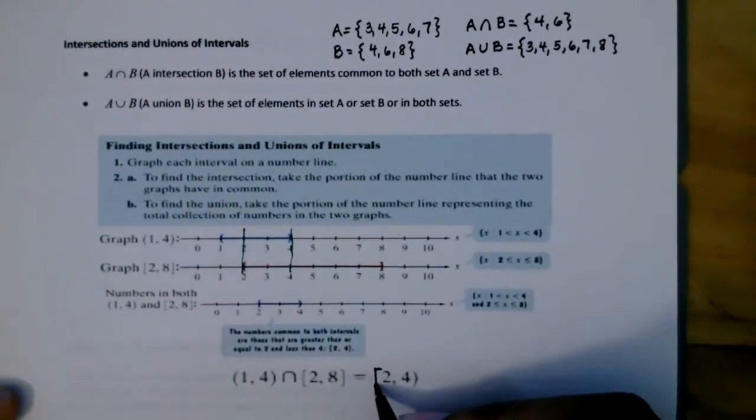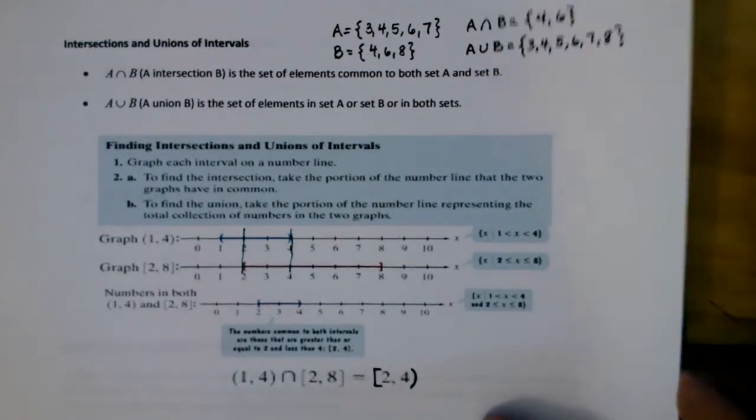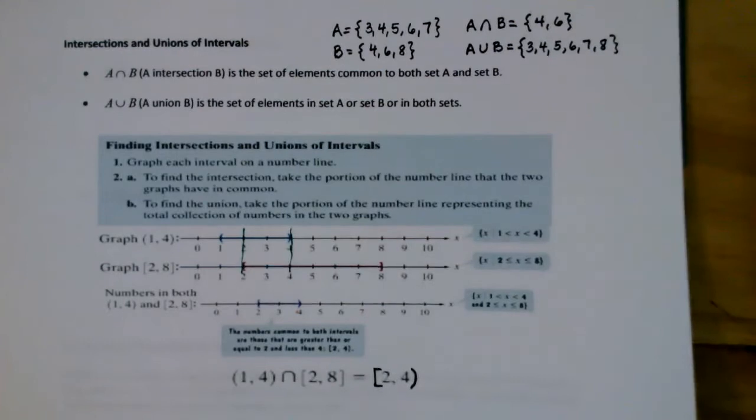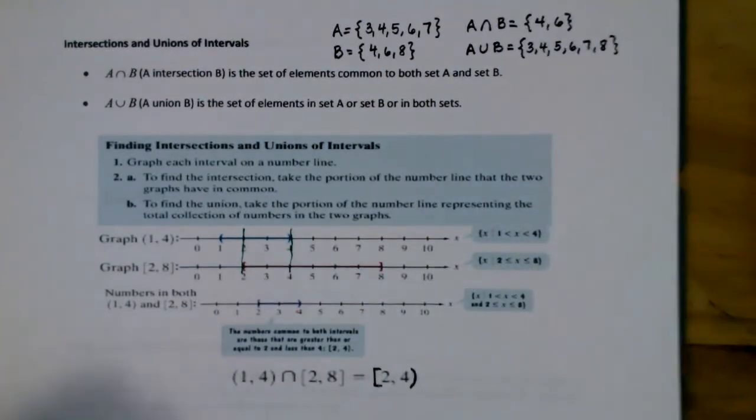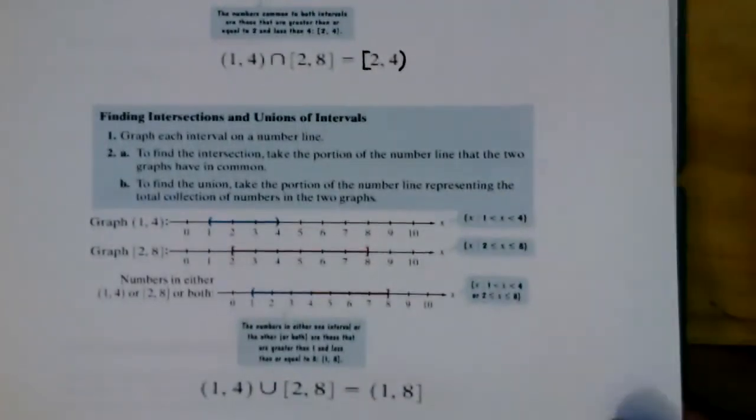So this is the notation for your intersection. 2, 4, where 4 is not included. That's the half open or half closed interval. Okay, now let's say we want to find the union of these two. So we're going to use these same 2 intervals here, but this time we're going to find the union.